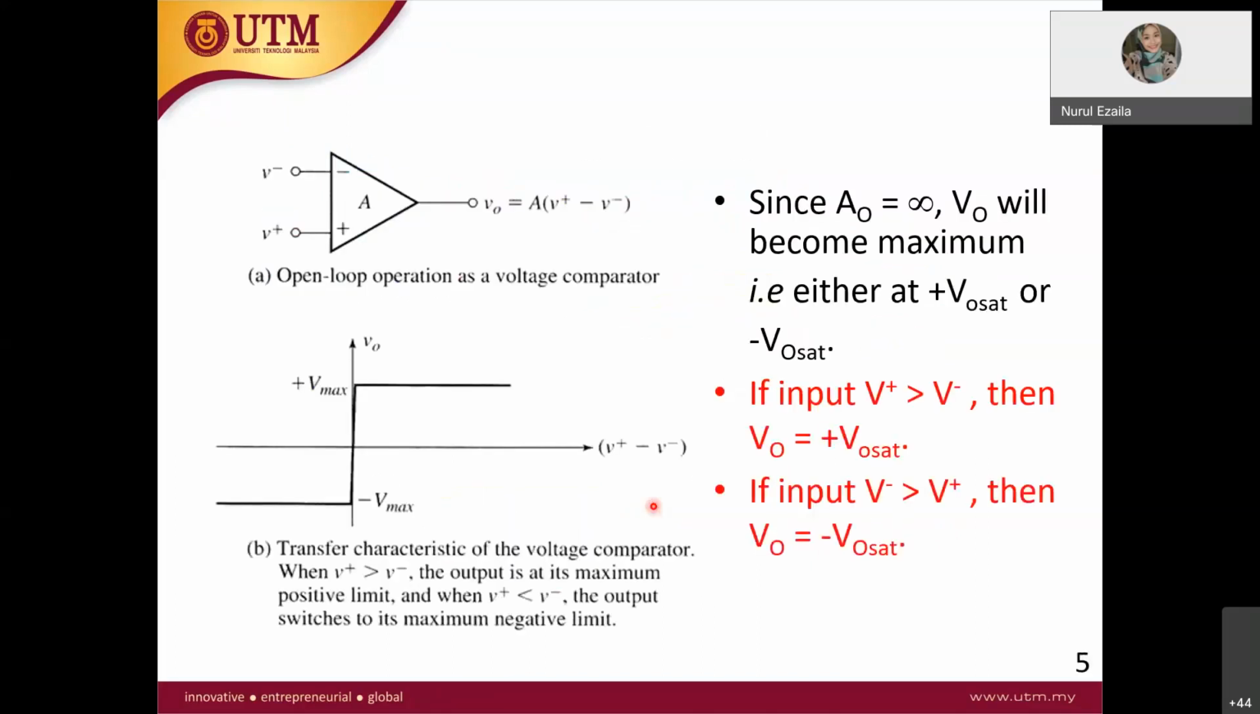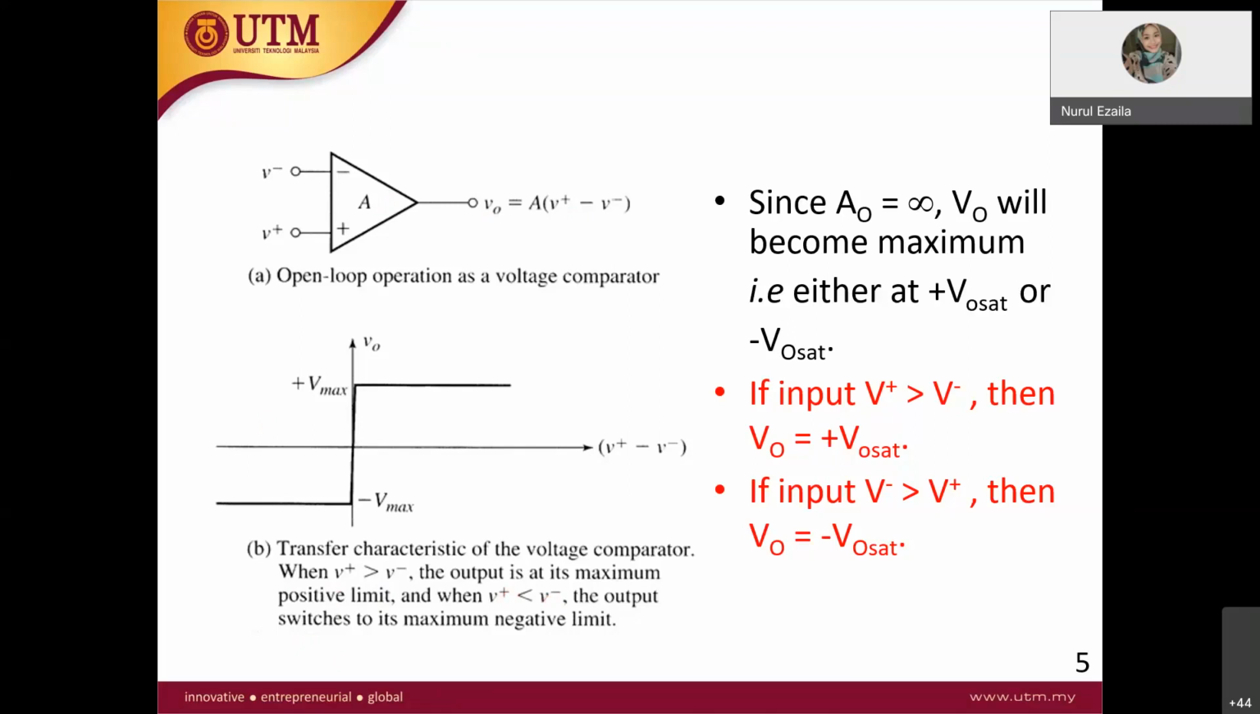So this is where the condition is. The top figure shows the open loop operation of the voltage comparator, where A is the gain, and V out is the gain times the difference of the input voltages. Below is the transfer characteristic of the voltage comparator. When V plus is greater than V minus, the output is at maximum. This is the first condition.